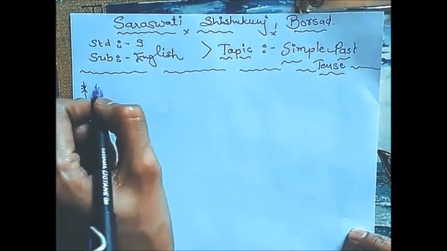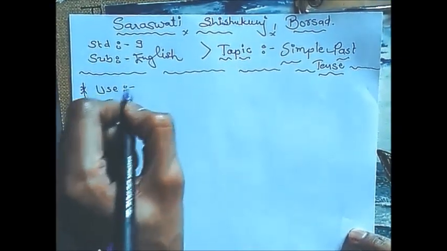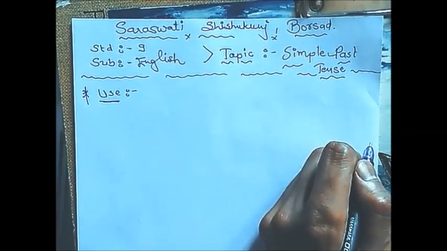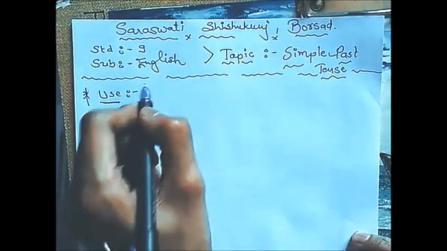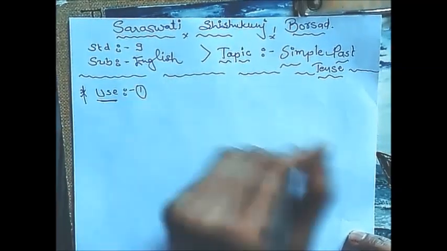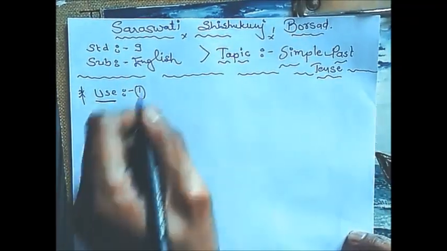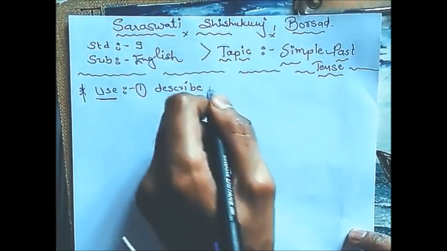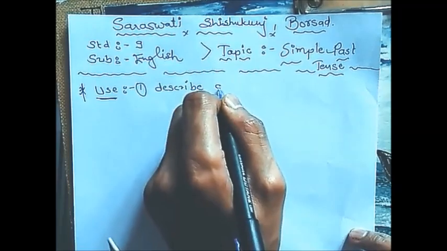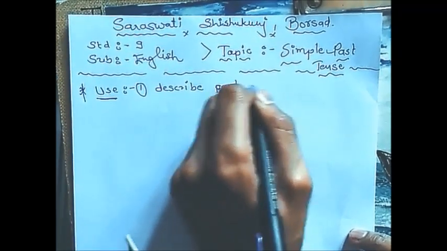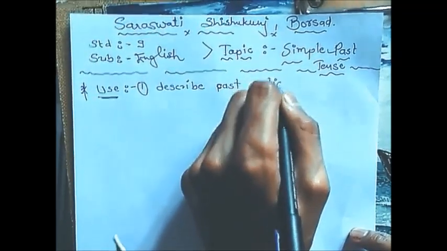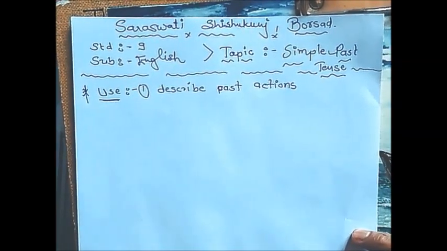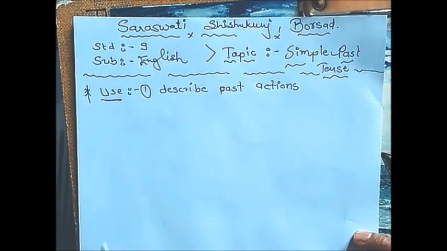First of all, as per our pattern, in the very beginning we are going to discuss the use of this tense. So the first use is if you want to describe the past actions, at that time you can use this tense to describe the past actions. Simply, this use is there.